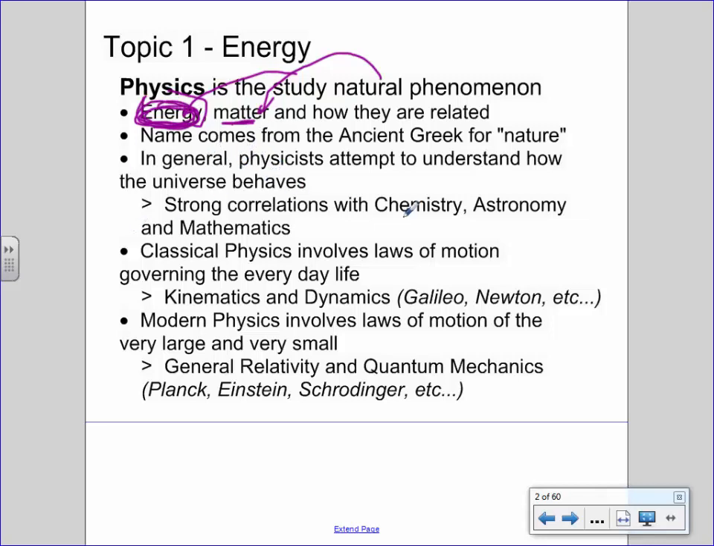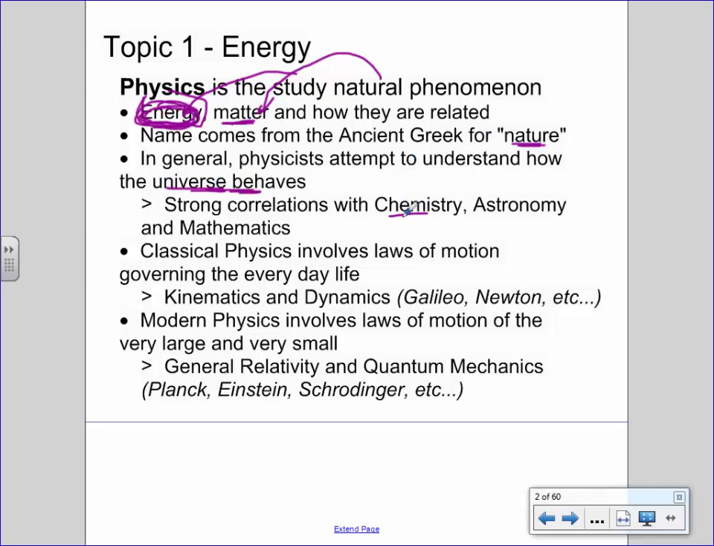So a little bit of history here. This is really brief because this is not what you're being tested on, but I want you guys to know the basics here. The name physics, just so you guys know, came from the word nature. Okay? Because it's all about how the stuff around us works. Okay? We're trying to figure out the universe.